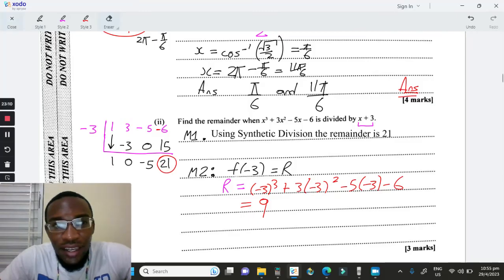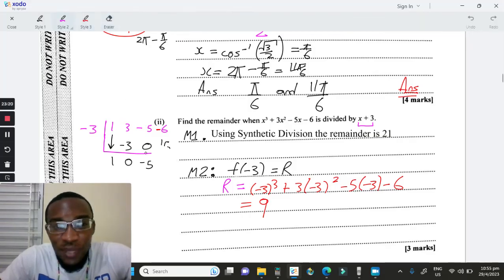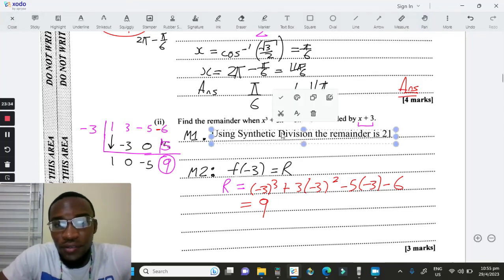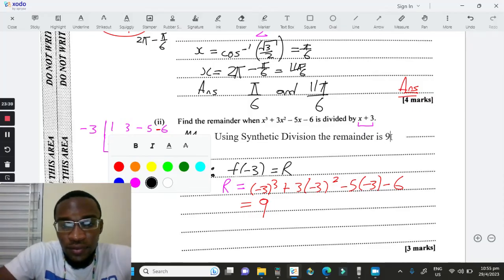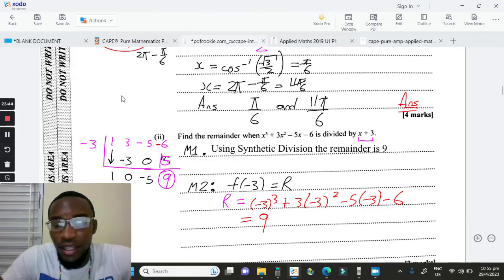So my bad there. As I said, guys, it's a little late. Don't make these mistakes. But this right here, negative 6 plus 15 is 9. That would be the remainder. And so let me change this: using synthetic division, the remainder is also 9. But it's really fun though. Whichever way you do it, I want you to feel confident in that method.